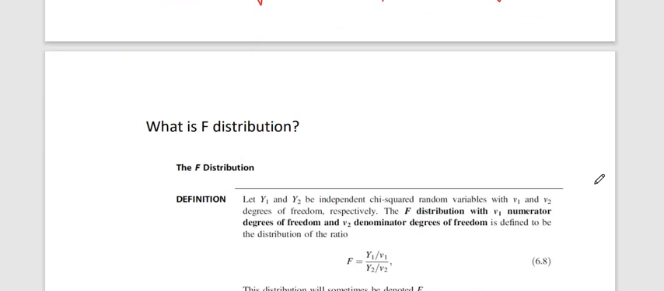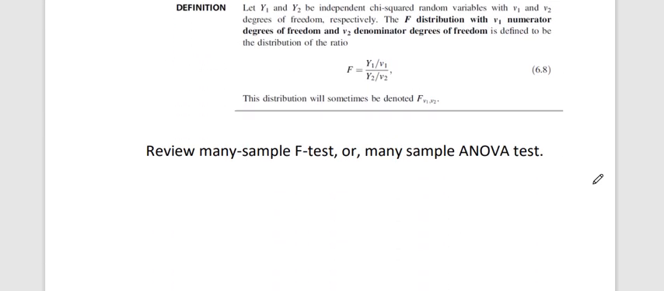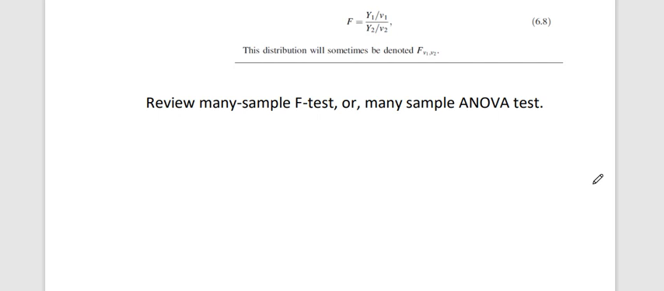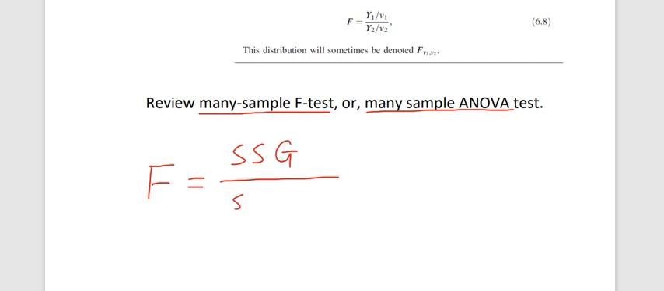Then what is the F distribution? Let's review. For many sample problems, we have the many sample F test, or ANOVA test. This ANOVA test has a test statistic we call the F value. The F value is SSG, the sum of squares of group, divided by SSE, each divided by its degrees of freedom.